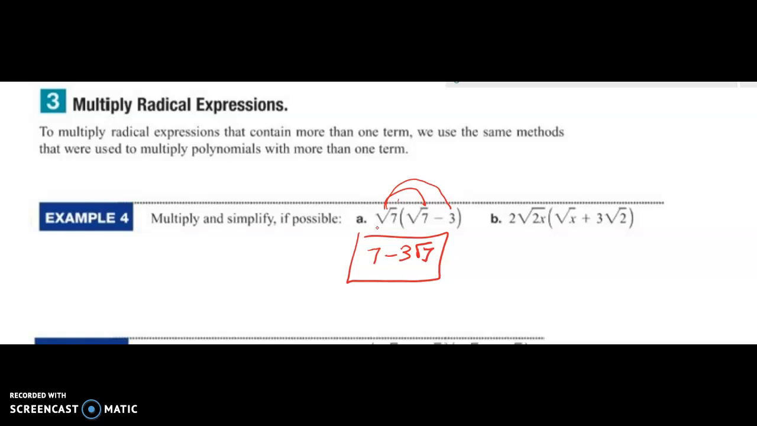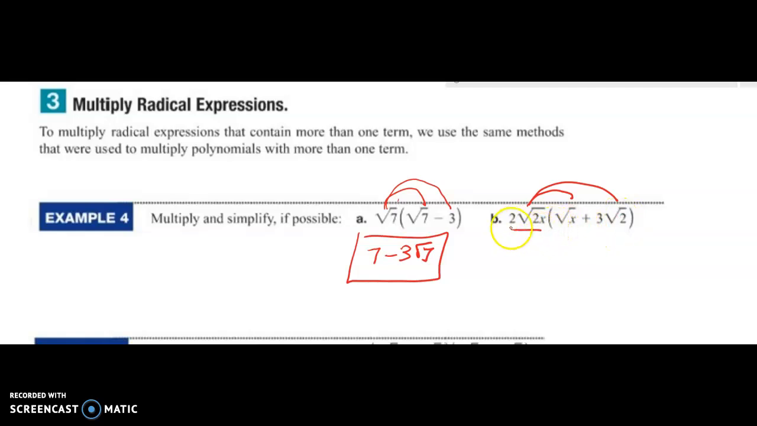These are not like terms. I cannot combine that 7 and that minus 3 because of that radical 7. Similarly here, this right here is considered one term, 2 radical 2x. So it needs to be distributed times the first term in this binomial, two terms being added together, so 2 radical 2x times 3 radical 2x.